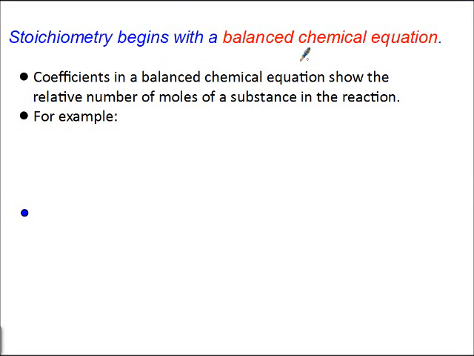Stoichiometry will begin with a balanced chemical equation. If it's not balanced, it won't work. The coefficients, that's the number in front, show the relative number of moles. I have 2 moles of HCl for every 1 mole of zinc. Remember, if you don't see a number in front, it means 1, not 0. If it was 0, it wouldn't be there.